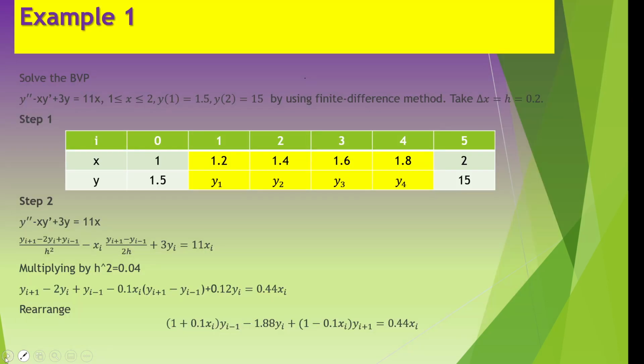Examples 1 and 2 we have seen in the previous lecture, which are normal boundary conditions, where y(1) means when x equals 1, y is 1.5, and y(2), when x equals 2, y is 15. Hence, you solve the unknowns y1, y2, y3, y4. If derivative boundary condition, they may give, for example, y prime 1 equal to 1.5, y prime 2 equal to 15. That is the derivative form, so it's not y0 directly. Hence, you need to replace the derivative boundary condition using 3-point central difference.